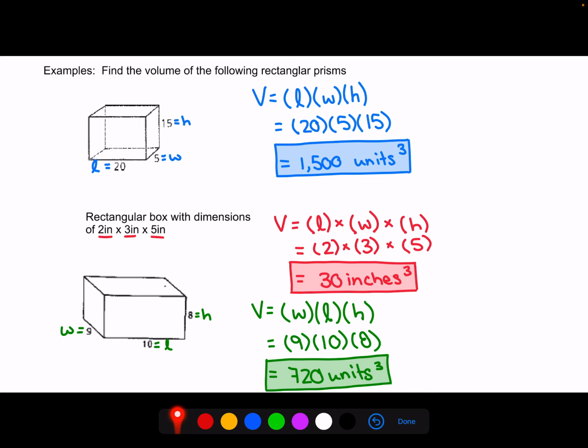Pretty straightforward. And again, prisms shouldn't be very difficult with this. Just keep in mind we're taking the area of our base, and we're stacking it up however many times as we need to get to that height. That's all we're doing. We're taking a very small area and we just keep stacking those areas until we reach our height.